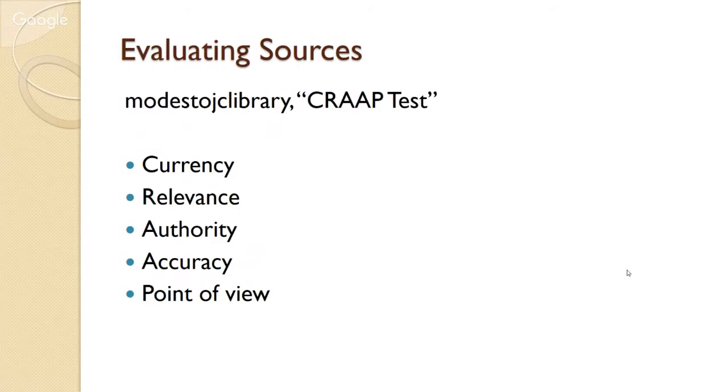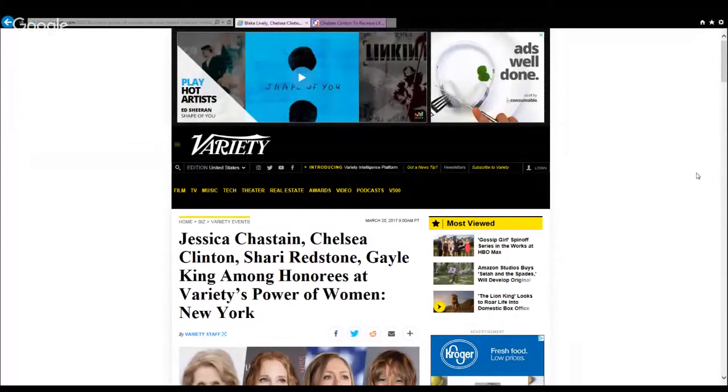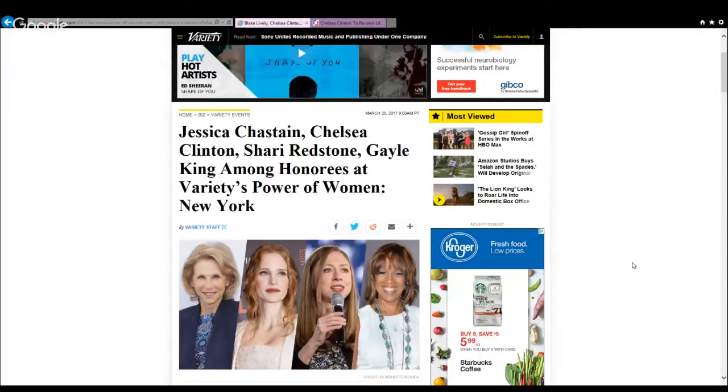So, to practice evaluating sources, let's take a look at a couple other articles that I've linked on eLearning. This first one comes from the Variety website. Jessica Chastain, Chelsea Clinton, Sherry Redstone, Gayle King among honorees of Variety's Power of Women New York. So let me just bring this up here. So again, this comes from the Variety website. It's written by the Variety staff, which doesn't tell us a whole lot about it. We don't know who the exact writers are. And it comes from March 20th, 2017.